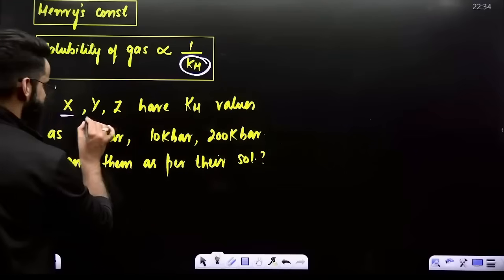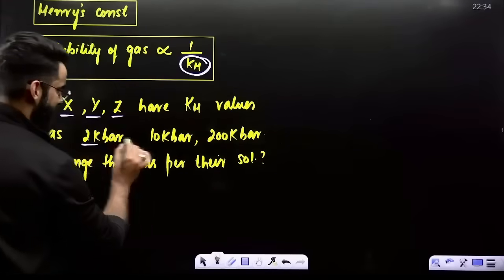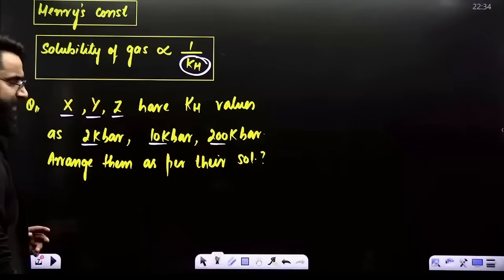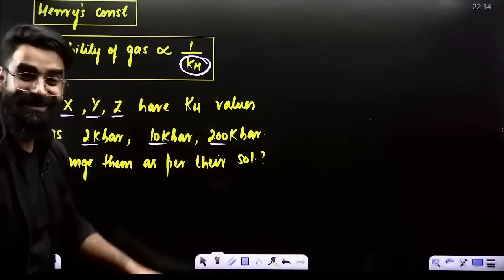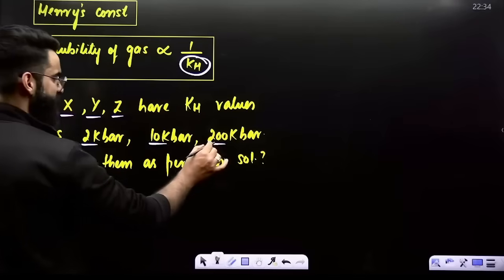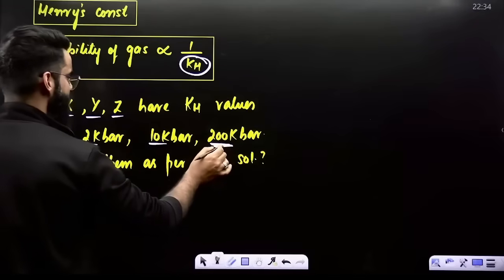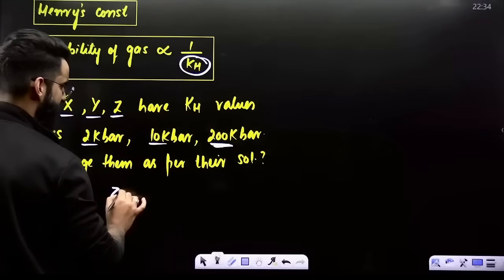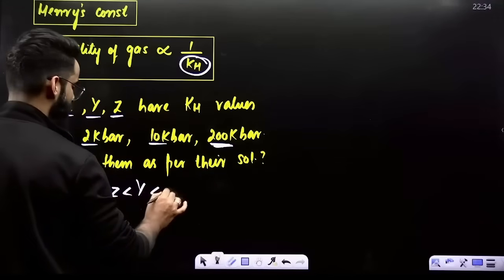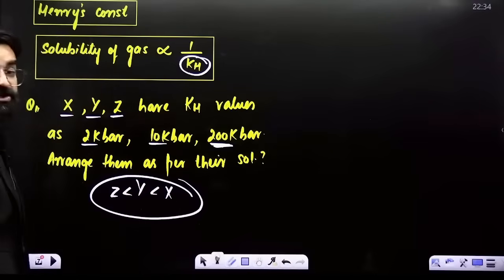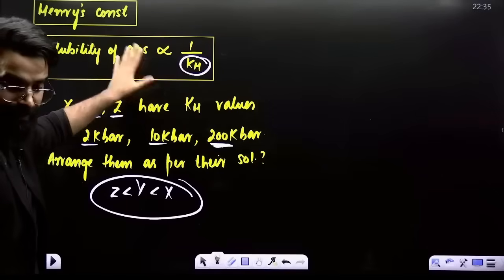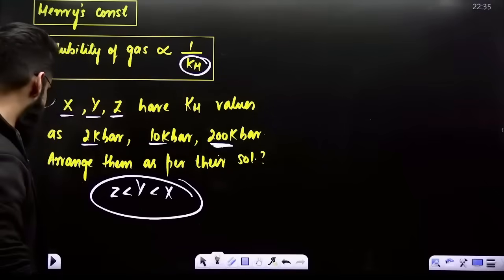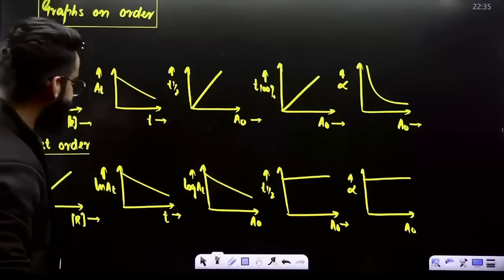As you are given three gases, X, Y, and Z, their Henry's constant values are given. The more the value of Henry's constant, the lesser is going to be the solubility. So I would say this is the maximum value of Henry's constant, that's for Z. So Z will have minimum solubility, followed by Y, followed by X. This is the order of solubility which you have to remember. Just keep this particular thing in your mind: solubility is inversely proportional to Henry's constant. That's all, that's more than sufficient.